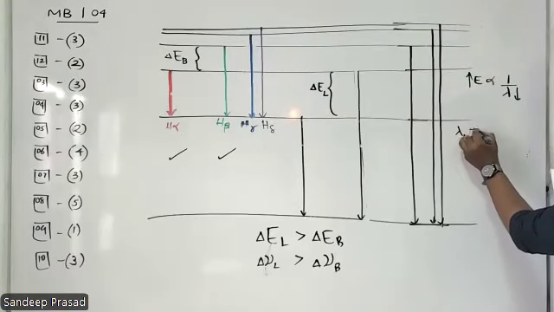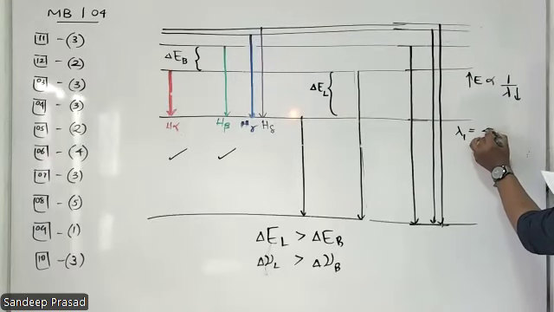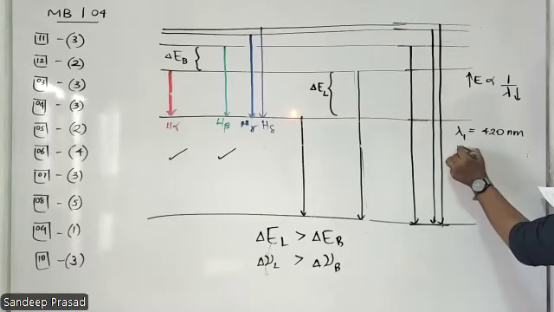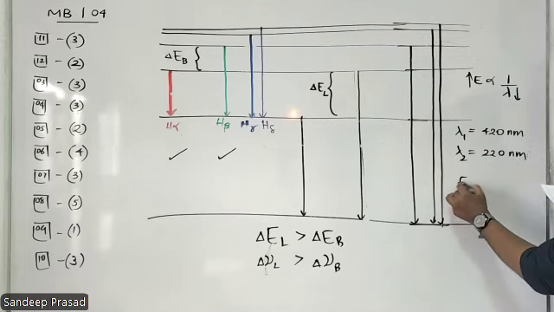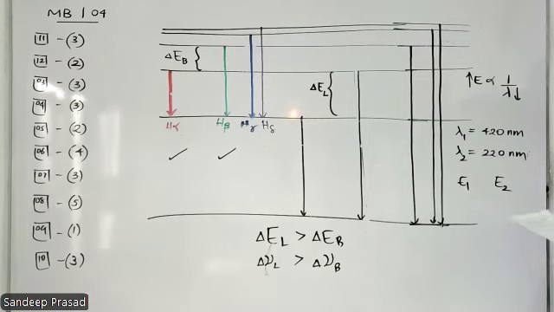So let's consider lambda 1. The wavelength that they have given is 420 nanometers. Lambda 2, 220 nanometers. Then tell me which energy is greater, E1 or E2? Lambda is inversely proportional to the energy. E2, right? Lower the wavelength, higher the energy. So therefore, this one has the highest energy.